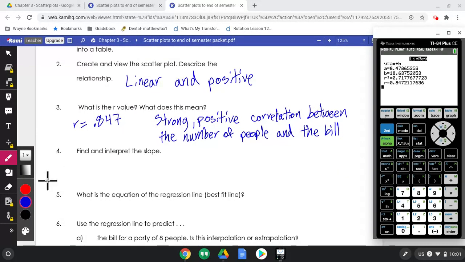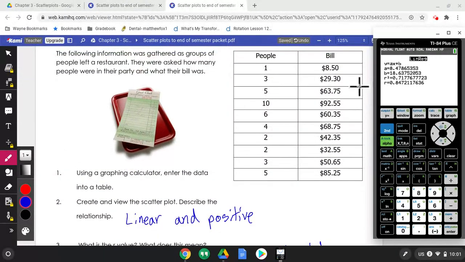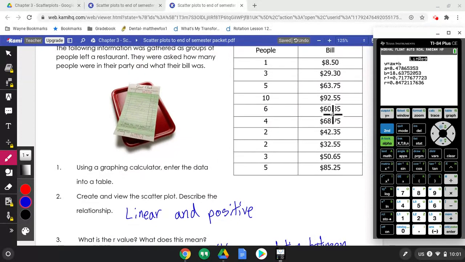Okay. So now step 4 says find and interpret the slope. So we already have that up here. Remember, normally it's y equals mx plus b. The calculator does y equals ax plus b. So that a is our slope, 8.479 if we round. Okay, and that is our slope. And what that tells us is, remember, it's rise over run. So 8.479 is the increase in y. That's how much the bill will go up each time x goes up by 1. Each time we have one more person.